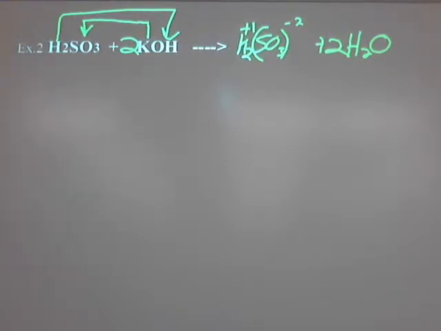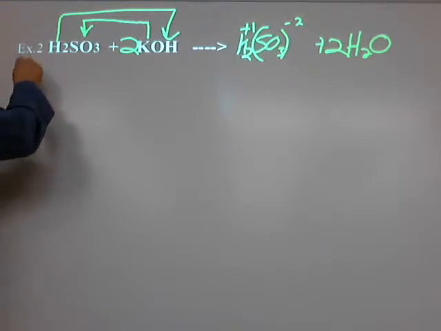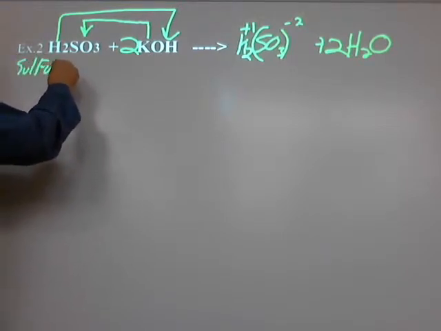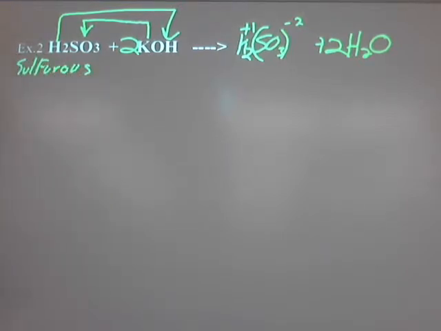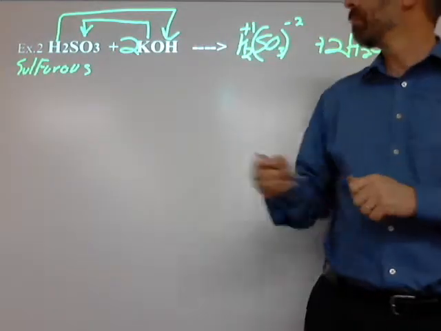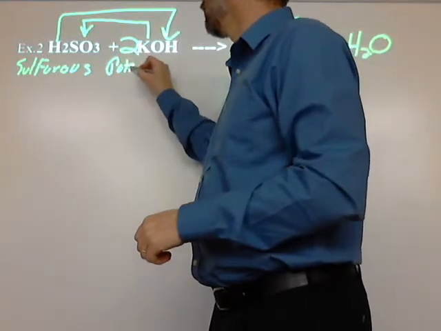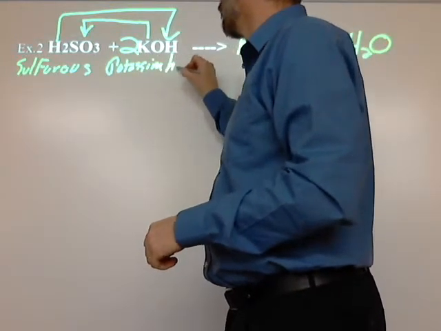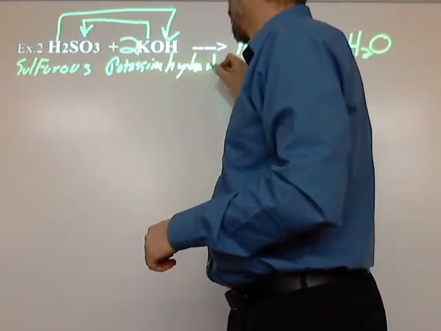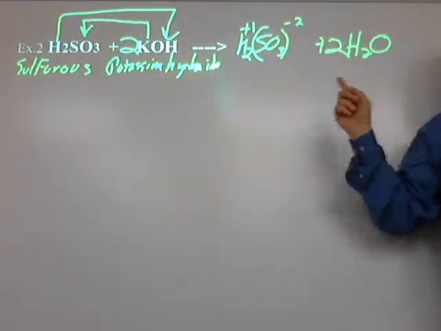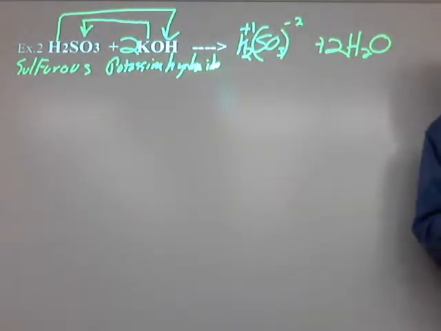I have to write the correct formula for each of these. Now I'm going to shorten it up by not writing the word acid after each one. What's H2SO3? Sulfurous. Good. I'm just going to leave out the word acid to save a little room. How about KOH? What's its name? Potassium hydroxide. K2SO3.